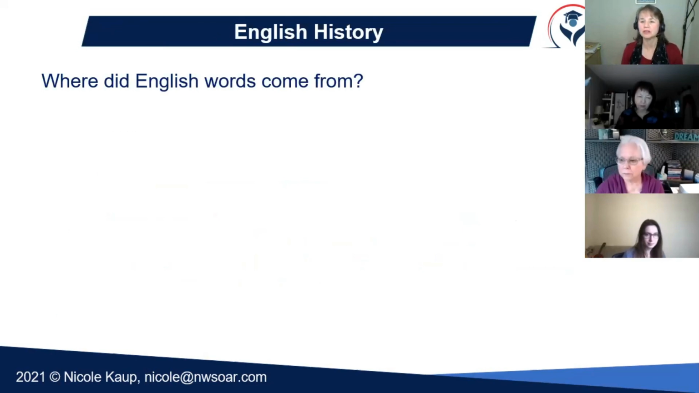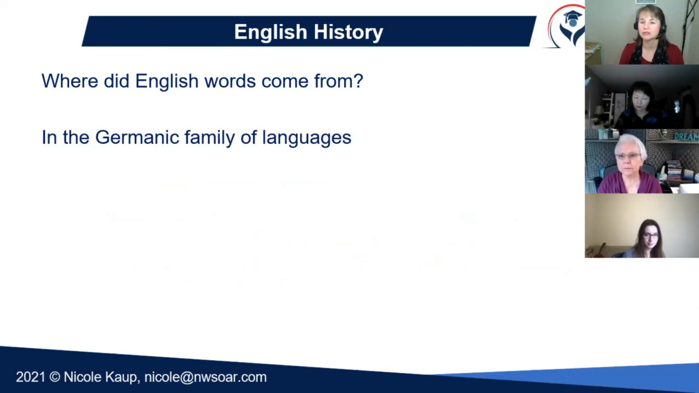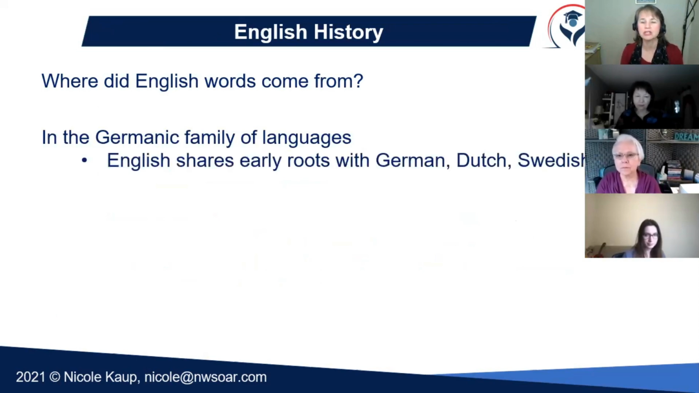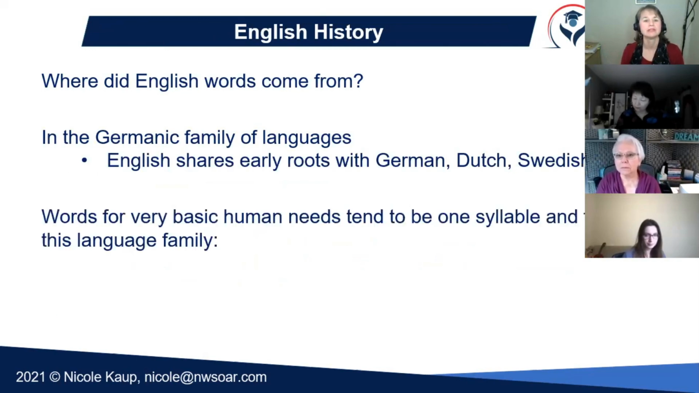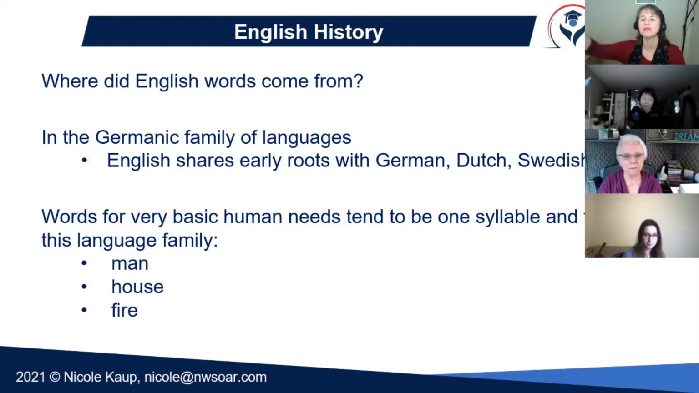Right. So just a brief mention of English history. Now, I don't know all the details, but I just want to give you some very, very basics. So English is related to German. It's in the Germanic family of languages. So we share a lot of similarities with German, Dutch, and Swedish, and there are some other languages that are related. So you'll notice these very, very old roots and words in English tend to be our one-syllable words, and they tend to be things that are very basic human needs. So you'll notice words like man, house, and fire. They come from way, way back in our history. They're very, very simple words.